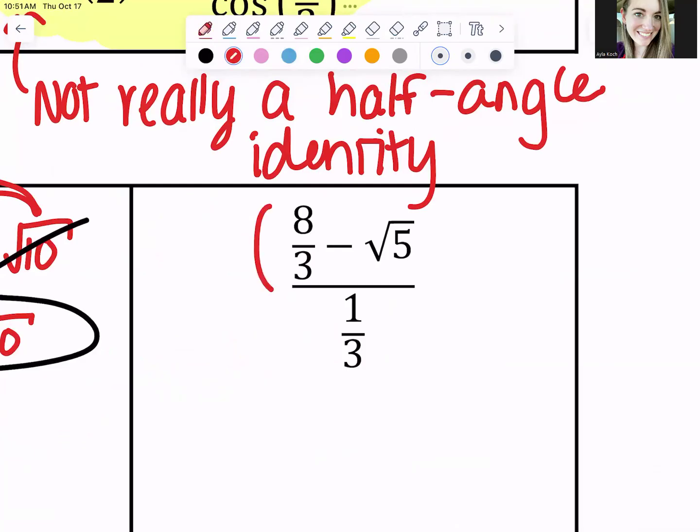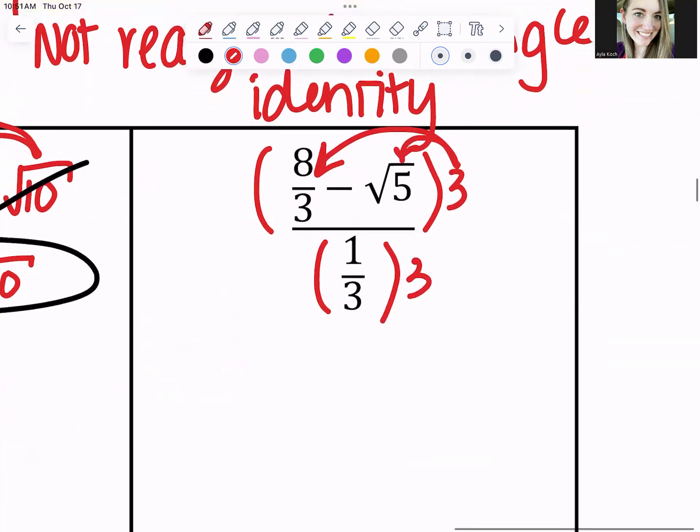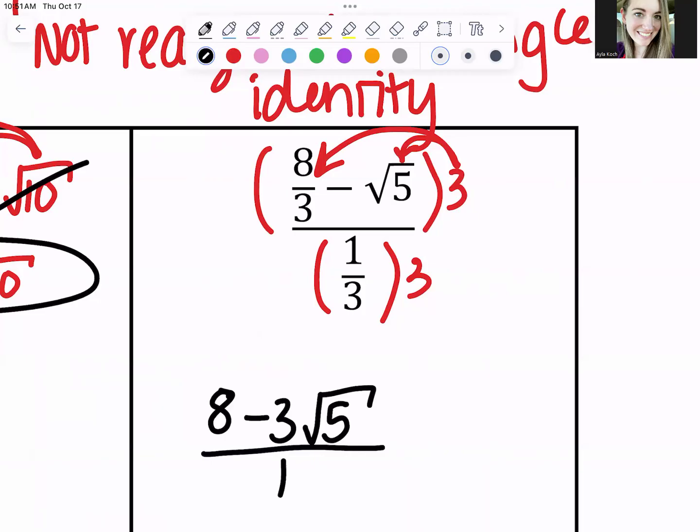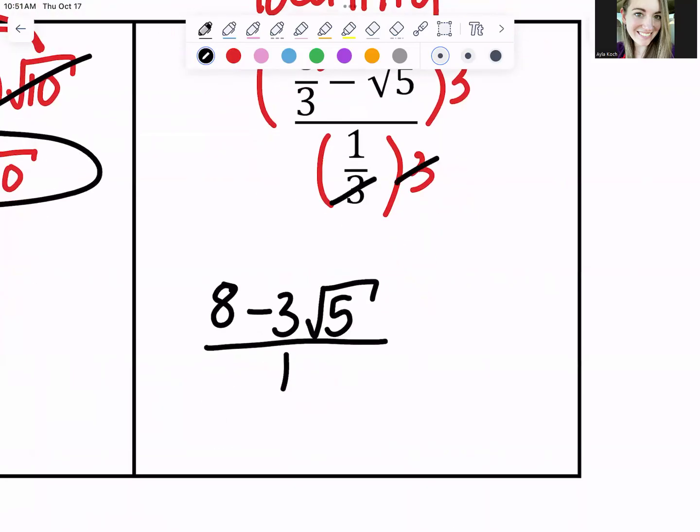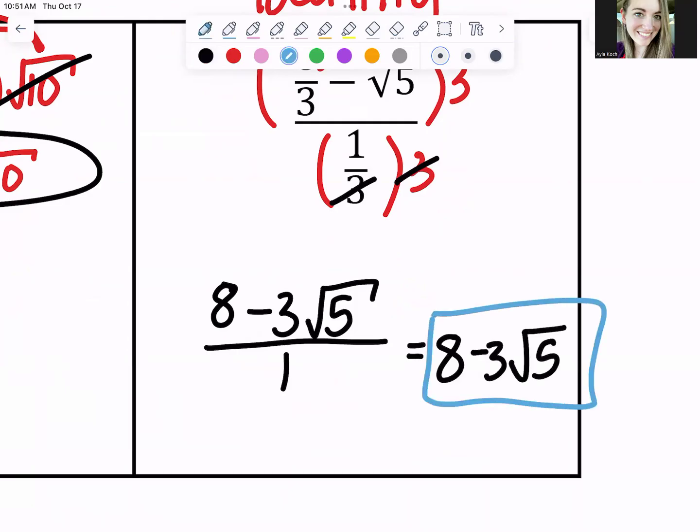And for this last one here, 3, distribute, 3 on the bottom. Remember to do it on the top and the bottom. You have 8 minus 3 square root 5 all over 1 because these 3's would cancel. So that's just 8 minus 3 square root of 5. Just that quick review of complex fractions, it can help.